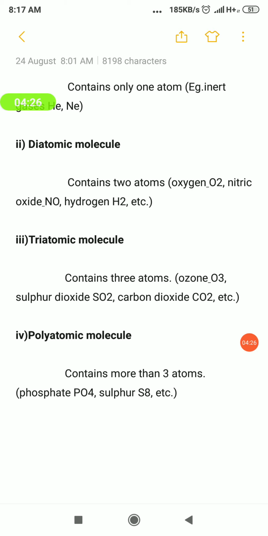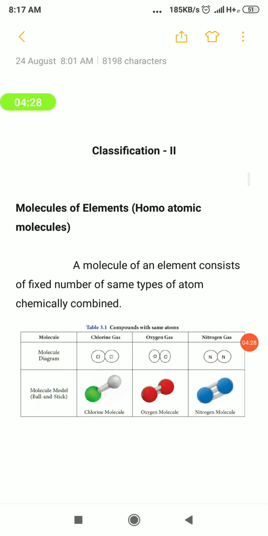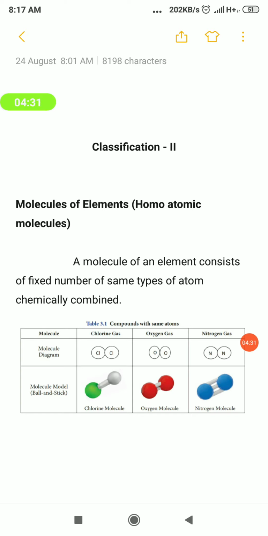Then second classification, it is based on the type of atom, whether the molecule is made by same kind of atoms or different kinds of atoms. In your textbook it's given that molecules of elements, or in a common way we can say homoatomic molecules. Students, do you know what is the meaning of the term homo? Yes, homo means same. Then it will be easy to define these molecules of elements.